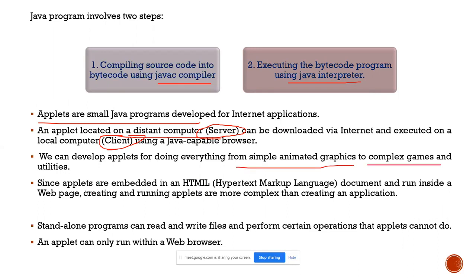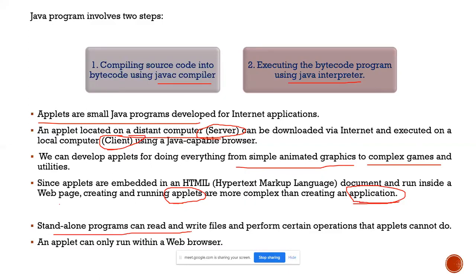Since applets are embedded in an HTML document and run inside a web page, creating and running applets is a little more complex than creating an application. You should understand the difference between applications and applets. Applets run on a distant computer called the server, and they can be downloaded through the internet. Whereas applications are standalone programs written on your own local machine, and they can be executed for a variety of application programs.